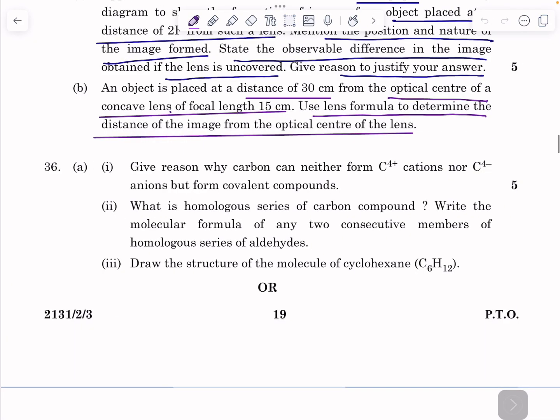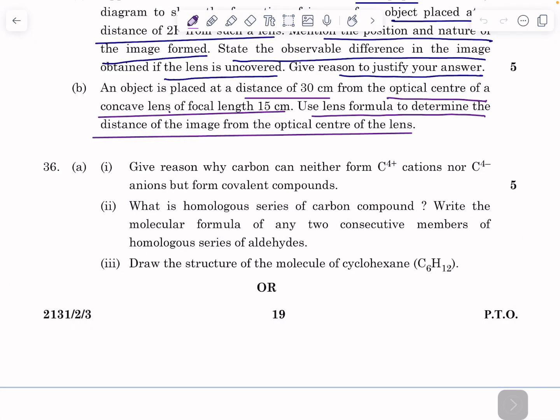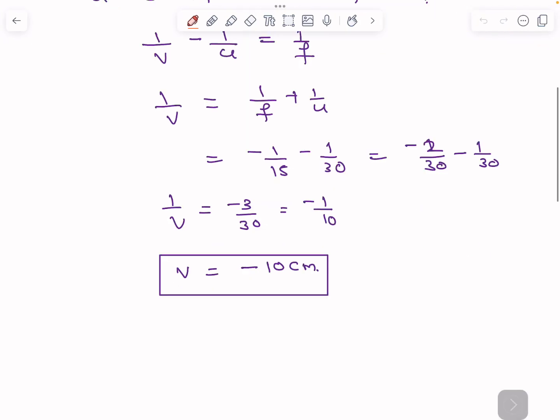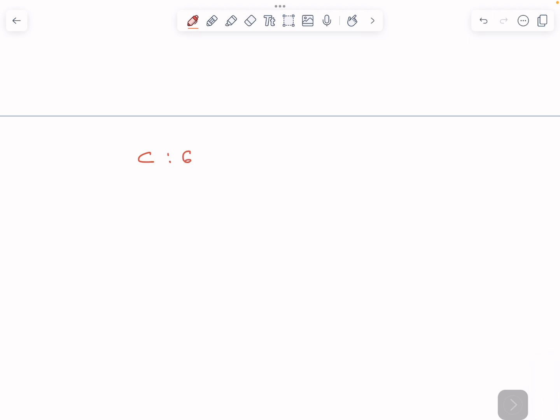Okay, and move on to this question. Question number 36. Give reason why carbon can neither form C4 plus cation nor C4 minus anion but forms covalent compounds. Already you know the carbon valency, what is the atomic number of carbon? Yes, already you know that the atomic number of carbon is 6. Okay, means it has 2 electrons in the first orbit and 4 electrons in the second orbit, right? So to get the 8 electron configuration, it requires 4 more electrons.